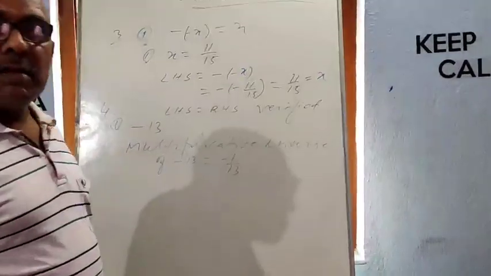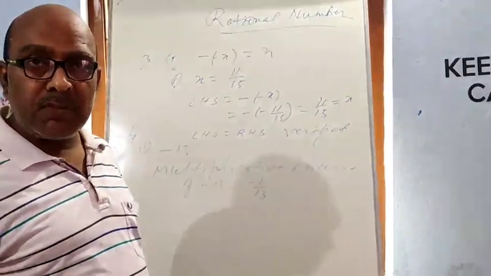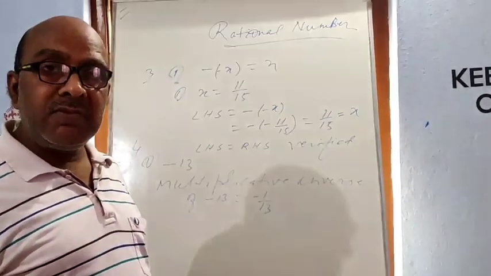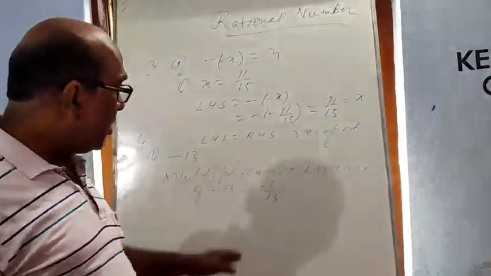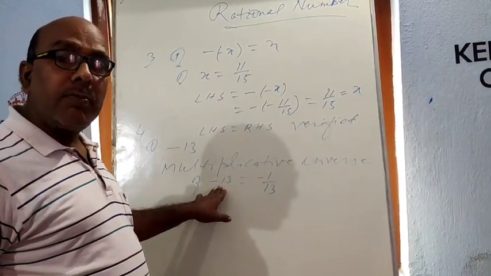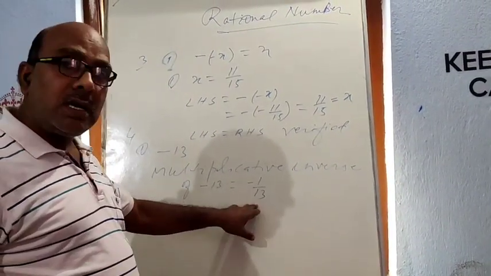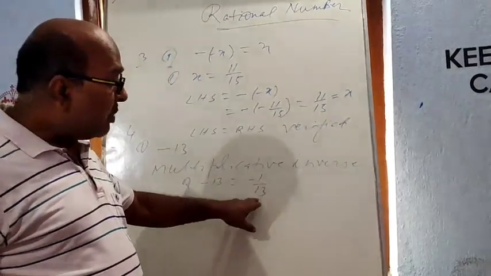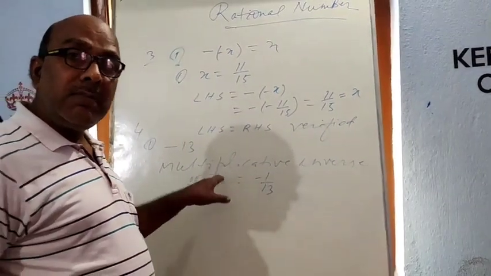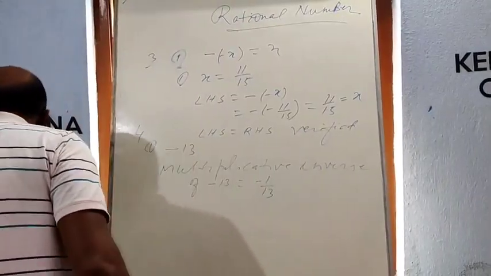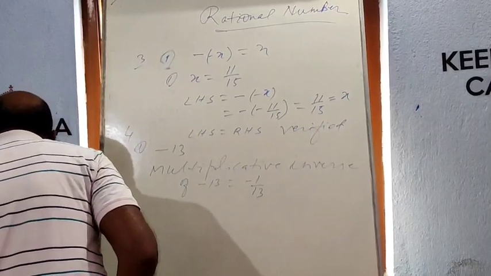As we know that the multiplicative inverse of 5 is 1 by 5 and the multiplicative inverse of 1 by 5 is 5. Similarly the multiplicative inverse of minus 13 is minus 1 by 13 and the multiplicative inverse of minus 1 by 13 will be minus 13.